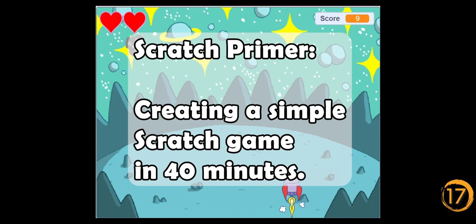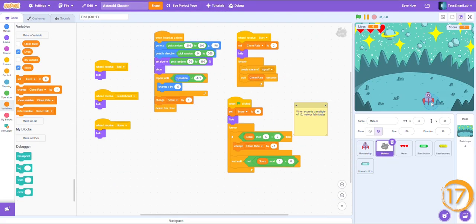How to do some computer programming. Now I want to get this lives variable working. Basically, if I hit a meteor, I want to lose a life. And then if I lose all of my lives, I go to the end screen. Very simple. So I'm going to do that right here.